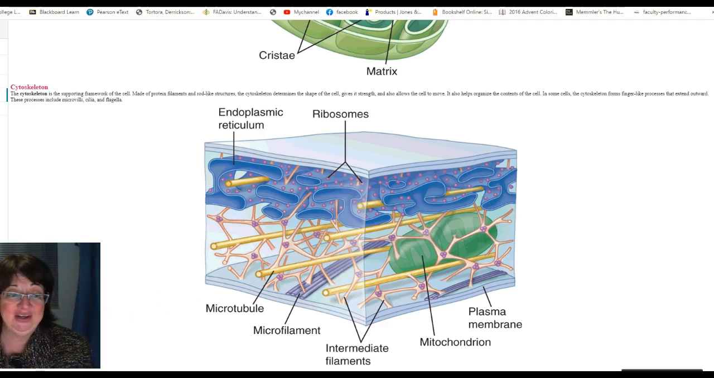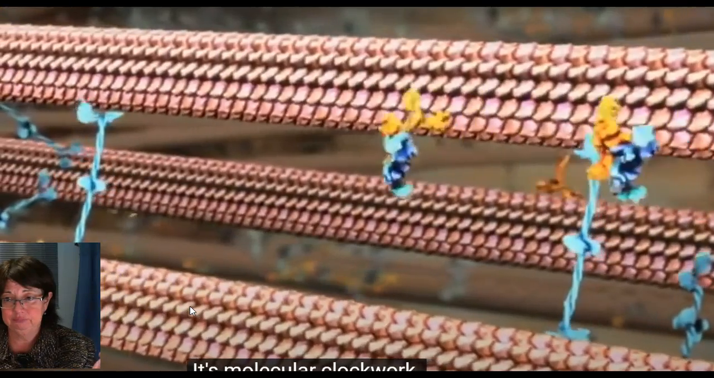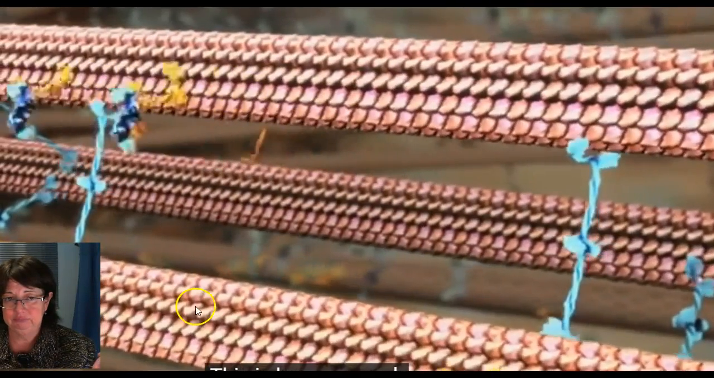And let me find that video for you. Okay, here's a video that shows how these are the microtubules, which are the part of the cytoskeleton, and this shows how it is a molecular framework in which molecules can walk on.